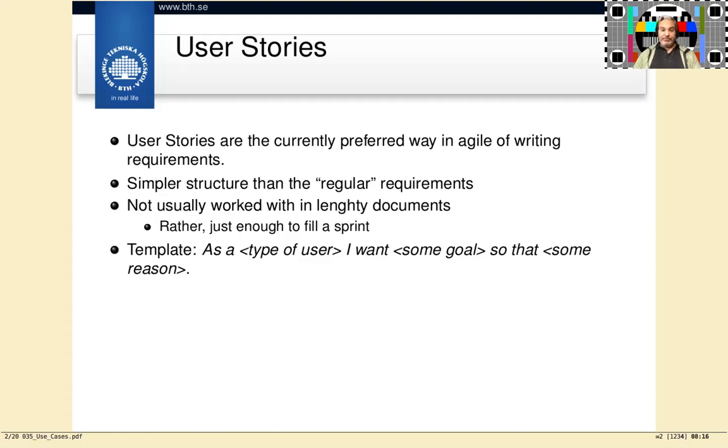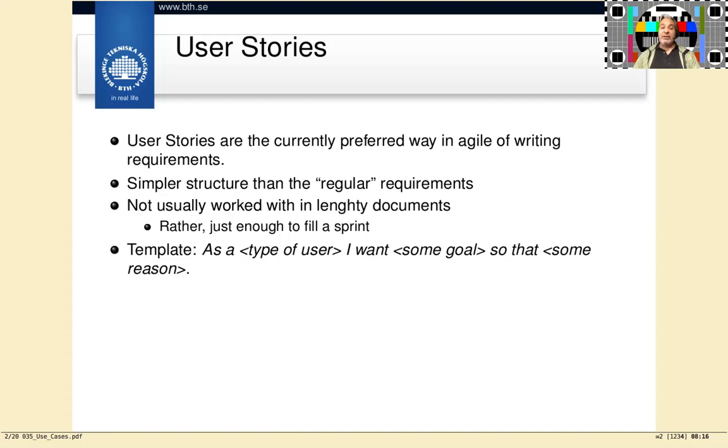They have a simpler structure. They are not worked with in the same way as a regular requirement specification. I'll come back to that. So the template first for specifying a user story is that as a specific type of user, I want to achieve some goal with the system, so that, and then there's a reason to explain why I want this. And it was agreed upon that this is more or less sufficient for a developer to be able to figure out, what am I supposed to be doing? It's enough to be able to prioritize between different user stories. It's enough to get going with the implementation.